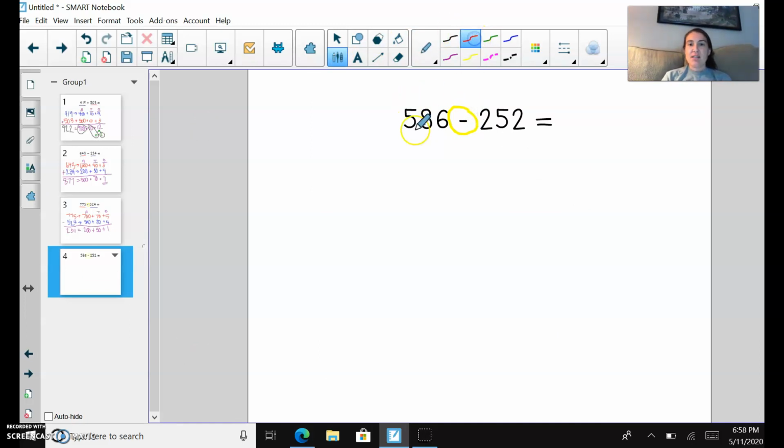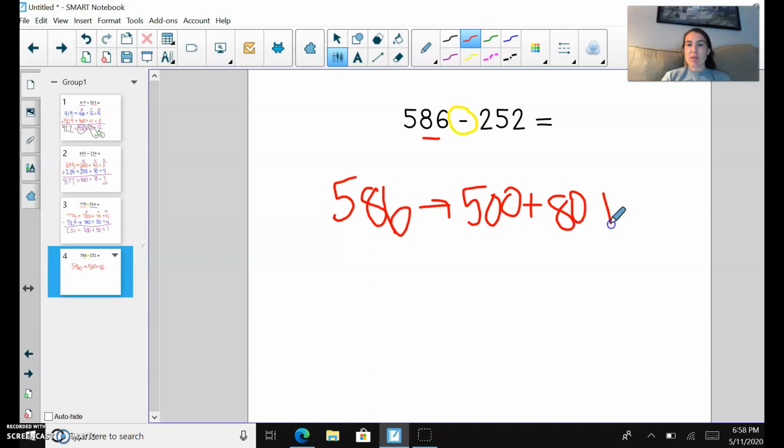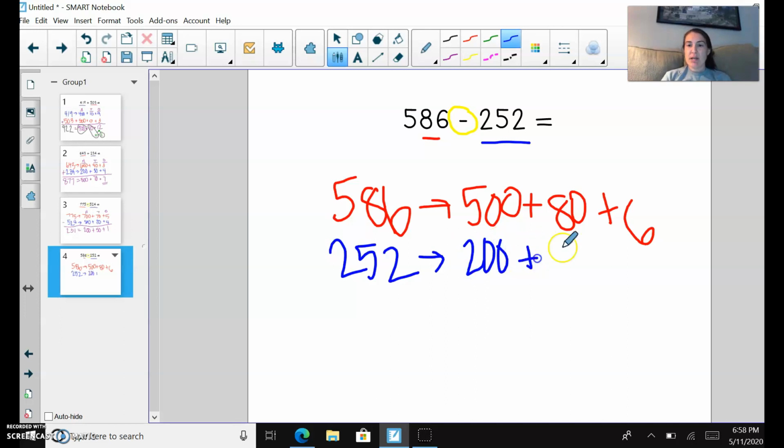And last but not least, again, subtraction, not addition. So 586 minus 252. And if you want to pause, you can try to solve this yourself and then check your answer with me. It's up to you. 500 plus 80 plus 6. Then 252 goes directly underneath it: 200 plus 50 plus 2. I've got it all nice and neat in my HTO chart. And I'm subtracting.